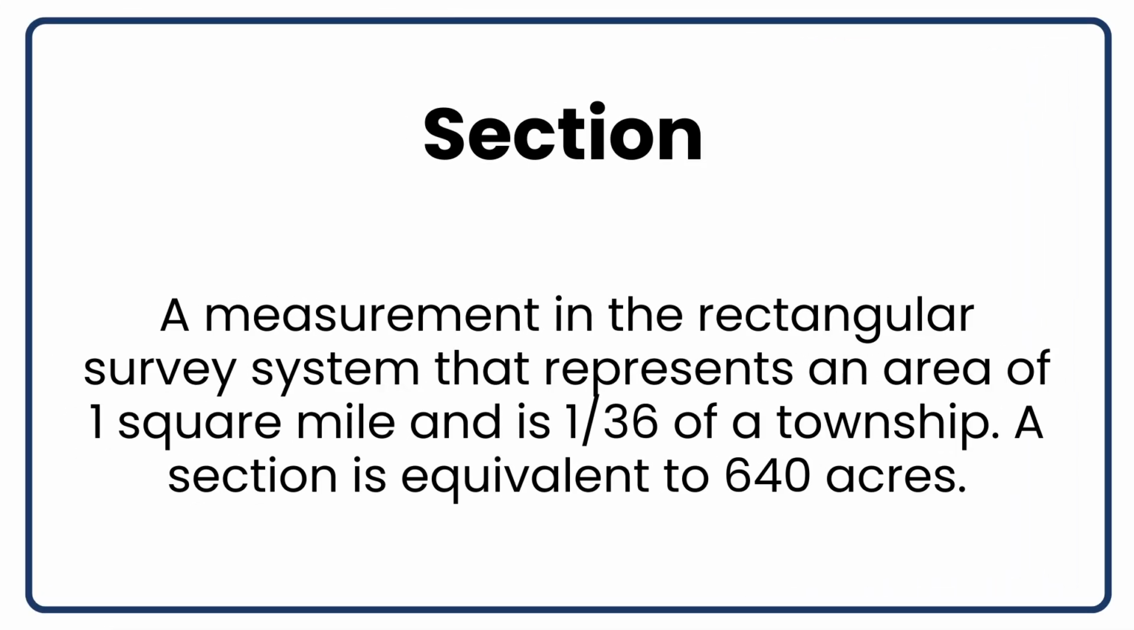Section. A section is a measurement in the rectangular survey system that represents an area of 1 square mile and is 1/36th of a township. A section is equivalent to 640 acres.